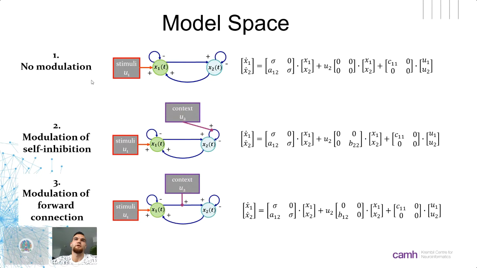The first model is going to assume no modulation, where we only have the main driving input and no modulation. A second model will assume that the prediction error modulates the self-inhibition of dorsal medial prefrontal cortex. And then the final model is going to be the model with which we produced the data. And so by fitting these, we would expect, if everything goes well, that we would find that this model is the most likely model that produced the data, because that's the model with which we simulated the data.